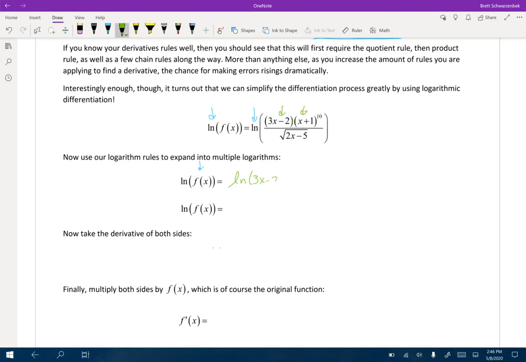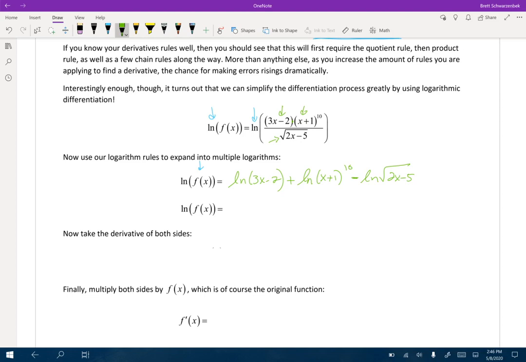Positive natural log of 3x minus 2, positive natural log of x plus 1 to the 10th. We have an expression in the denominator, which is going to be a negative log because it's in the denominator. Now, some of you might look at that and your brain explodes. Well, that's because you don't remember what you did in pre-calculus, because you did all of this in that class. It was called expanding and condensing logarithms, and that's what we're up to when we're doing this.